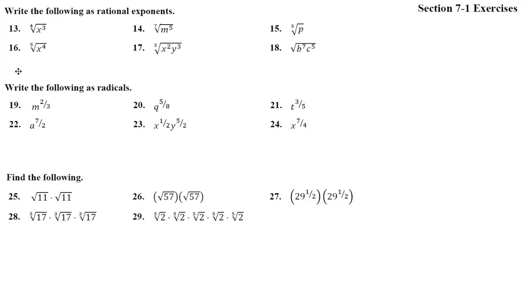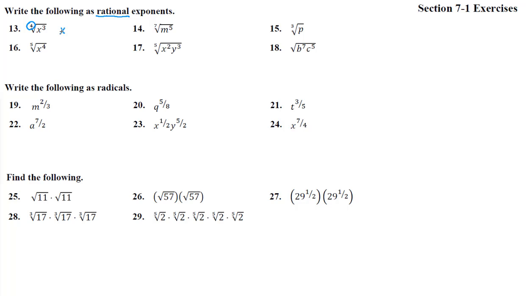Here we are in section 7-1 with exercises 13 through 29. The first section, write the following as rational exponents. Now remember, rational means fractional exponents. And look at these. Anytime things are written in radical notation, they just look ugly. And so this is really just double checking that you know how to do this, that this means fourth root means that it's a fractional exponent.